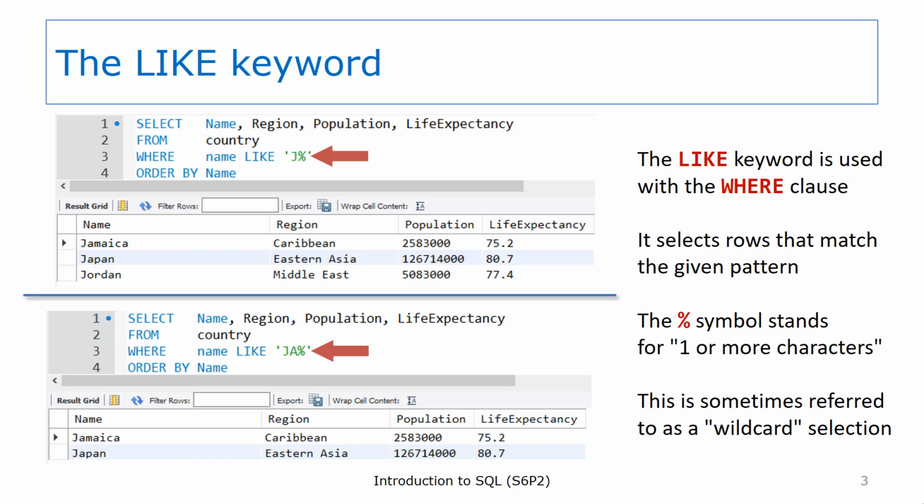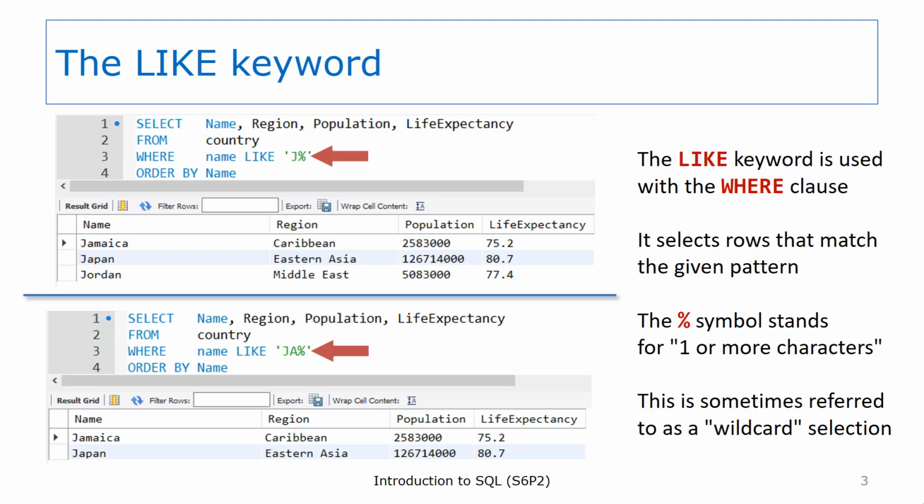In these two examples, we are selecting for countries that begin with the letter J and the letters JA. In the top figure, the pattern is the letter J followed by the percent symbol. That pattern selects country names that begin with the letter J followed by any number of other characters. In the bottom figure, the pattern selects country names that begin with the letters JA followed by any number of other characters. The percent symbol, when used in a pattern like this, is sometimes referred to as a wildcard selection.